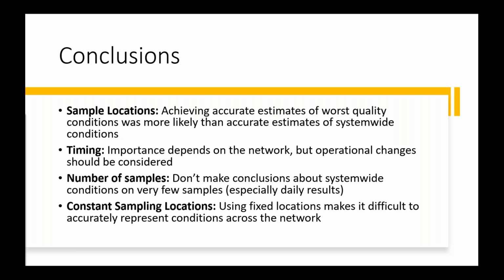On the number of samples, it's most likely not appropriate to make system-wide conclusions when you have a very small number of samples, let's say 1 or 2. And then on using fixed or constant sampling locations, using these can make it difficult to accurately represent conditions across your network.